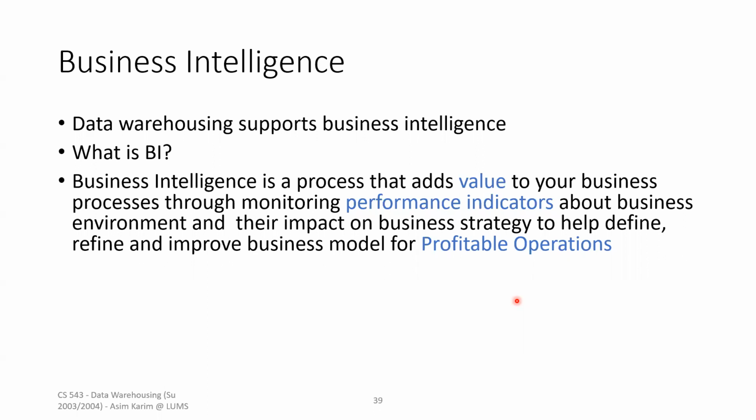The 3 terms which I have identified in blue are very important to understand. Business intelligence is a process which gives value, which means importance, to your business processes. And how do we do that? We have performance indicators. And finally, we do this for profitable operations. So can anyone give me an example of a performance indicator for any business?